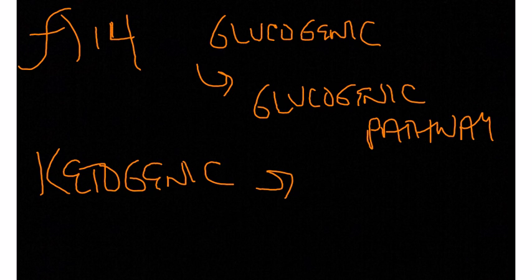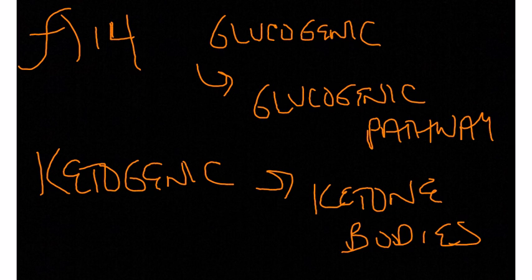The other designation for amino acids is called ketogenic. This means that these amino acids will degrade to form ketone bodies. There are also amino acids that are both glucogenic and ketogenic, and you'll want to make sure that you understand and you know the difference between the two and which amino acids fall in both categories.